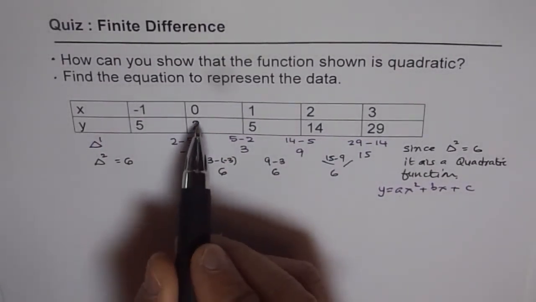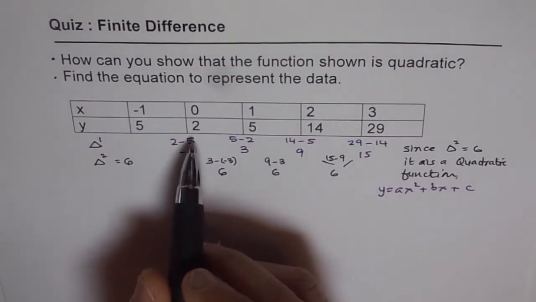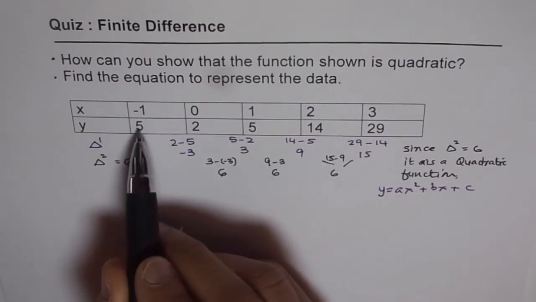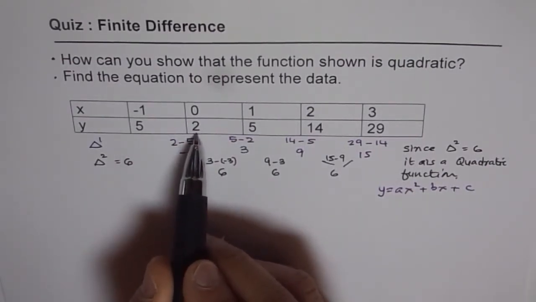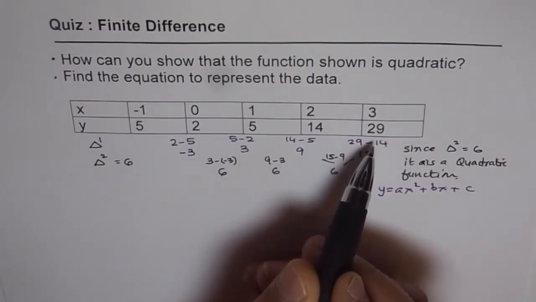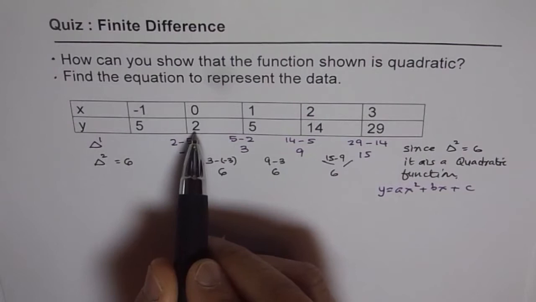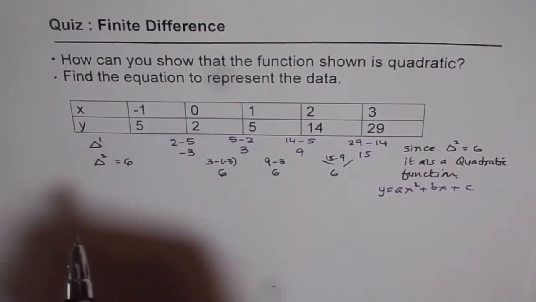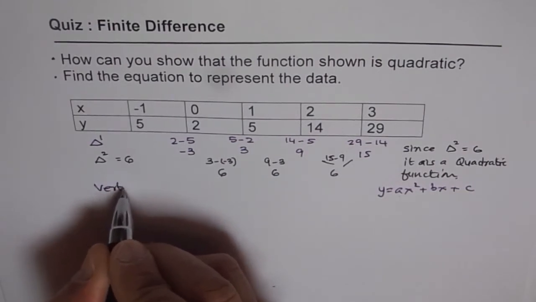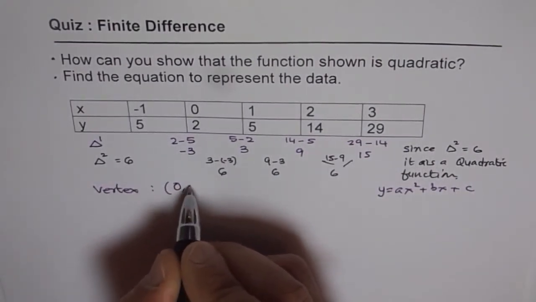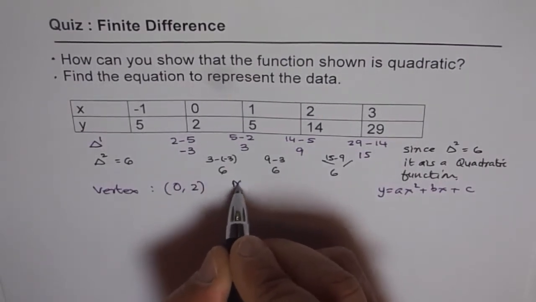vertex is at 0, 2, right? Since the value 2 is the lowest, and you see that symmetry. Do you see that symmetry? It confirms that this is the lowest point, and these are the points on the right side of the parabola, which is opening upwards. And that is the left side of the vertex, right? So the vertex we can see from here is at 0. The value is 2, and that is a minimum, right?